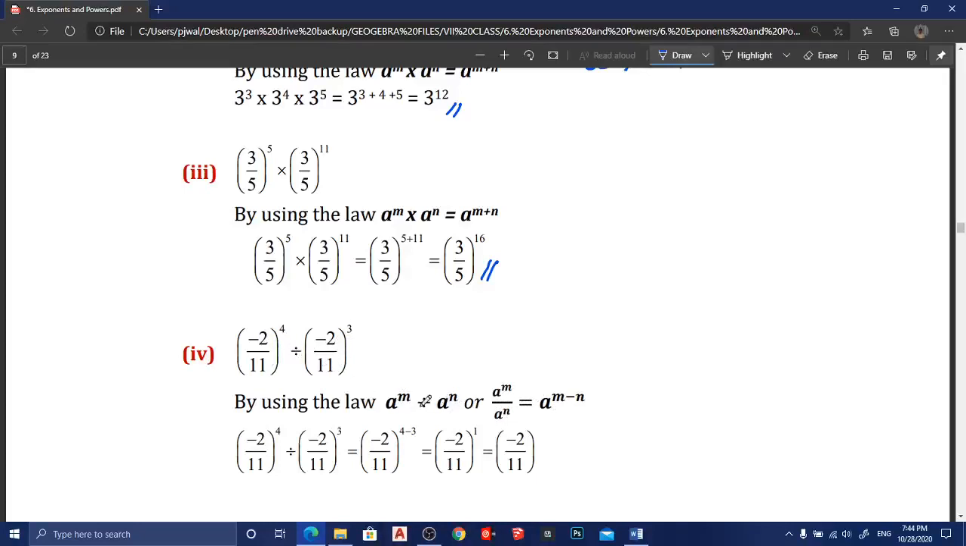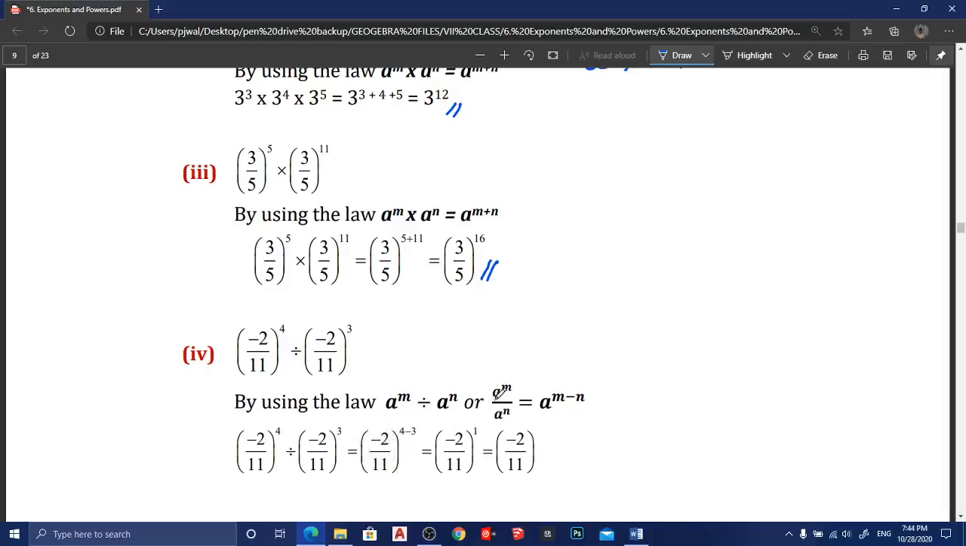Okay, it is given in the form of fraction. So don't think about this fraction. Just take the powers and subtract them. M minus n you have to use. So you can write it as minus 2 by 11 to the power of 4 minus 3, which is m minus n. Take the single base, which is minus 2 by 11. This whole fraction you have to take as base.